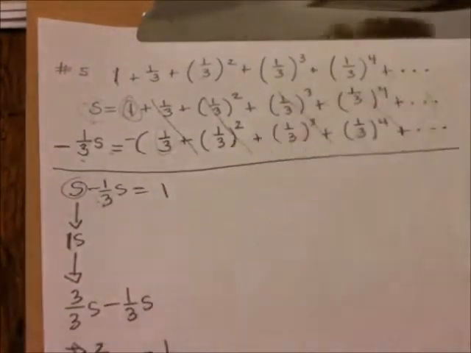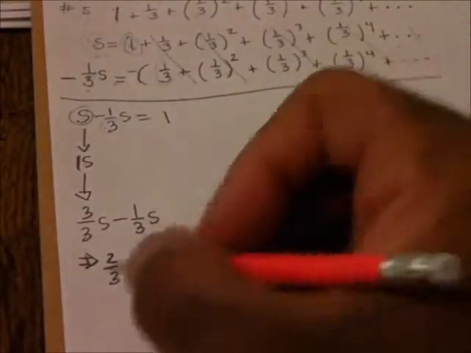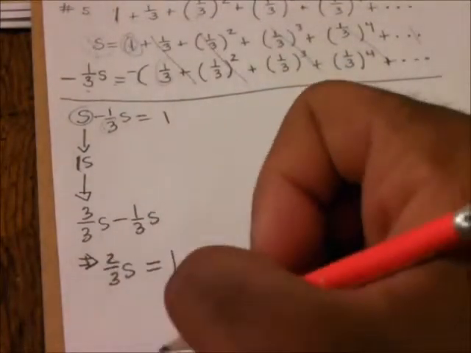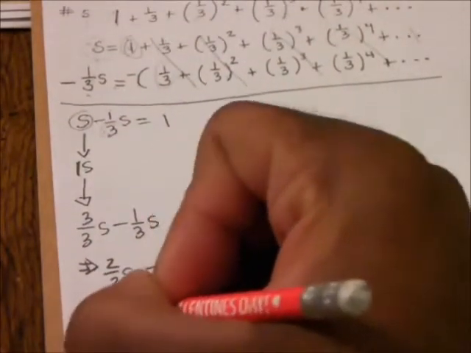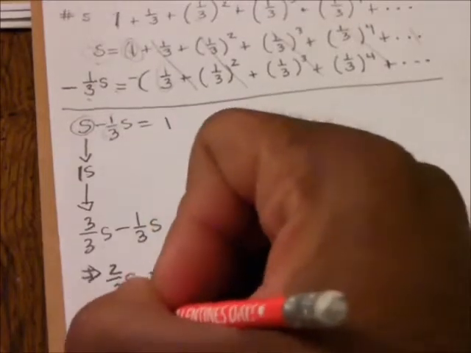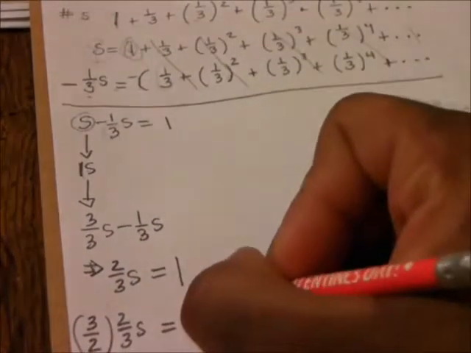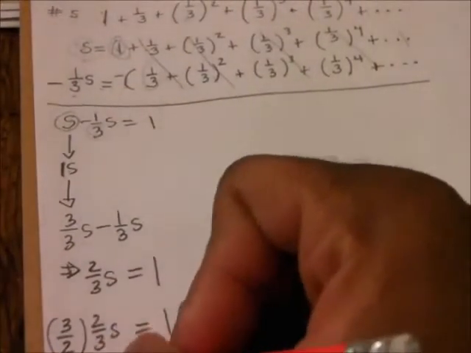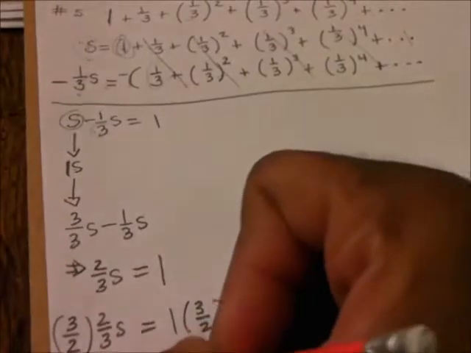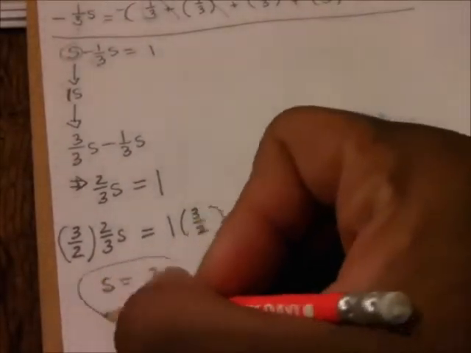All right? But we're not finished yet because we have to get rid of the 2/3 S. So we can do that by multiplying by its reciprocal on both sides. Multiply 3/2 on both sides of the equation. They cancel out. S equals 3/2. And there you have it.